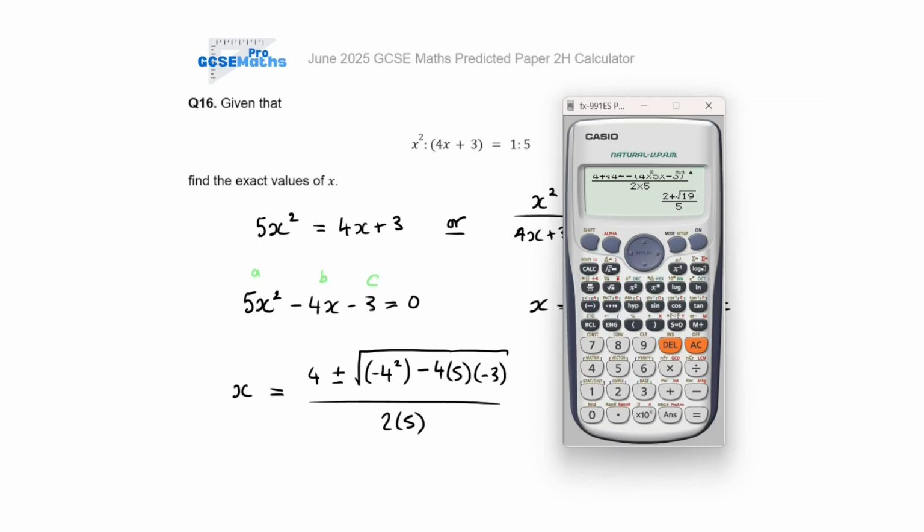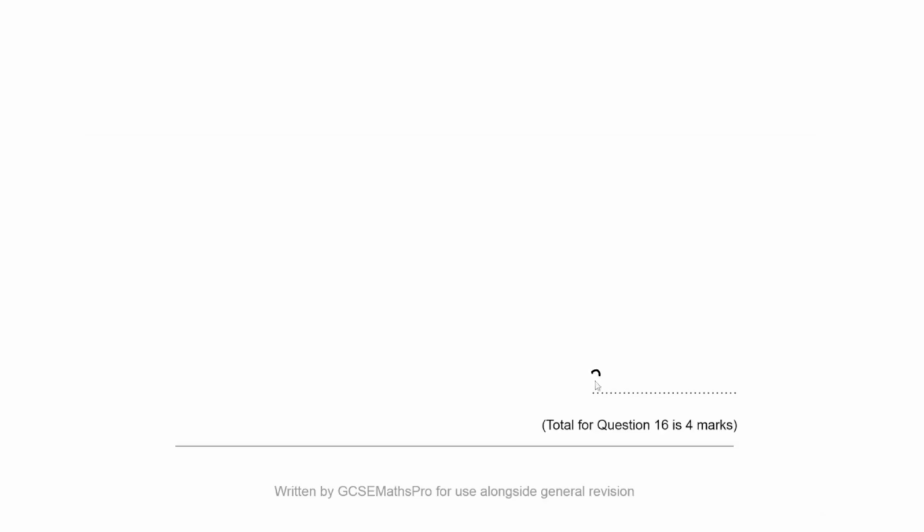So I don't want it in decimal format this time. For x, I've got obviously two solutions because it is a quadratic: 2 plus or minus root 19 over 5. That's my exact version of both solutions, plus or minus, with the third. So that's 4 marks.